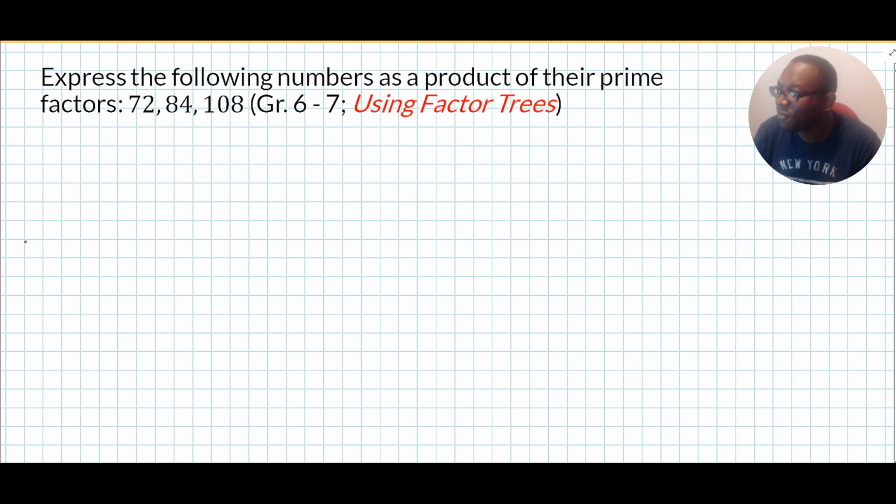So now we're going to create factor trees and use that to express each of these numbers as a product of their prime factors. Remember what a prime factor is? A prime number is a number that has two factors, 1 and itself. And it's important to remember that 1 is not a prime number.